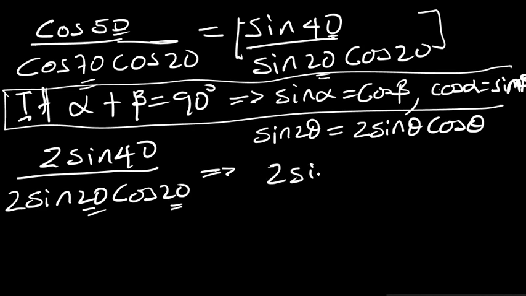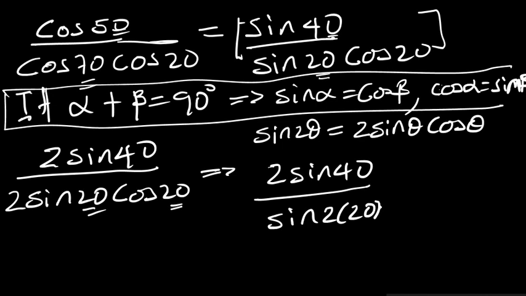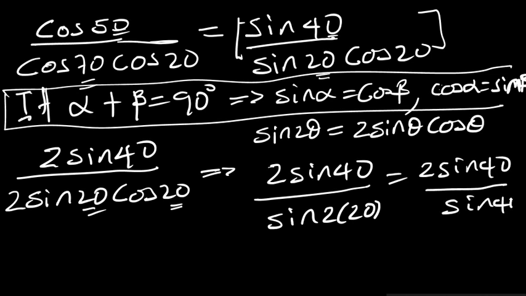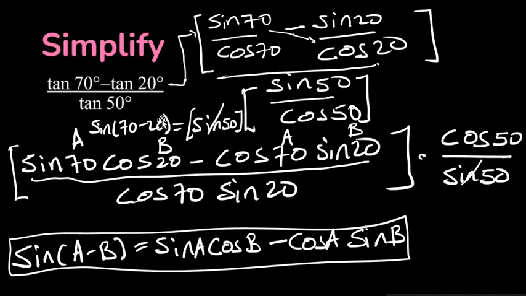So we can write this one as 2 sine 40 over the denominator sine of 2 times 20, which will be 2 sine 40 the whole over sine 40. So if you cancel sine 40, finally the answer will be 2. This is the simplest answer with the step-by-step process.